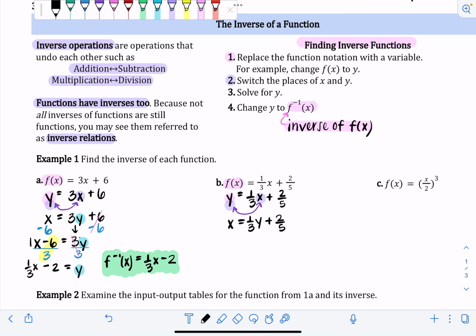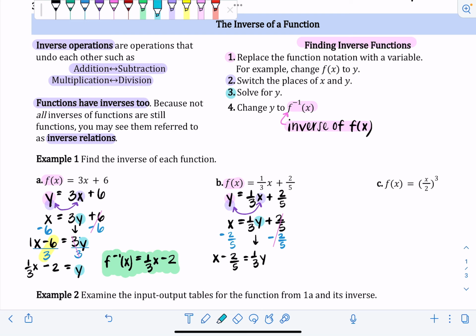So we're done with step 2, and then step 3 is to solve for y, meaning that we get it by itself. Same thing here, if we can, we usually undo addition or subtraction first. So that plus 2/5 I would need to cancel out by subtracting 2/5 from both sides. So then on the left, this would be x minus 2/5 equals, bring down the 1/3 y, and then 2/5 minus 2/5 is 0, so that cancels out.